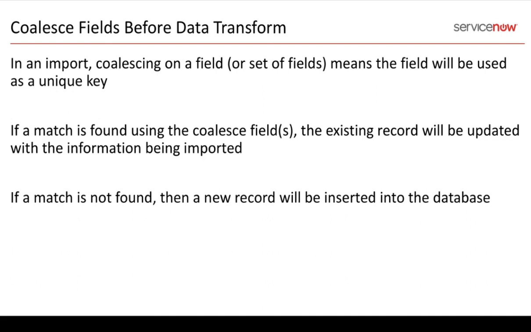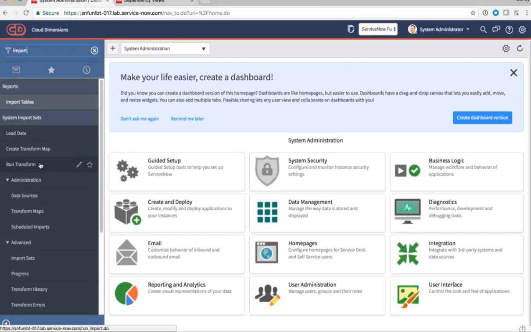Coalesce means to bring together. So it's essentially saying, what's our unique key that combines these two? Exactly, a field or small set of fields. So if I don't find a match, it would insert a new record. But if I do find a match, it would update the existing record instead of creating a new one, or else I'd end up with duplicates. Exactly. Okay, cool.